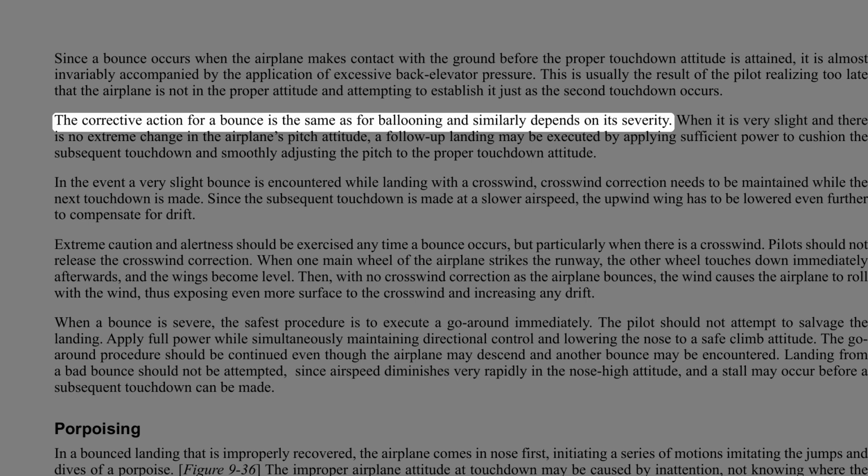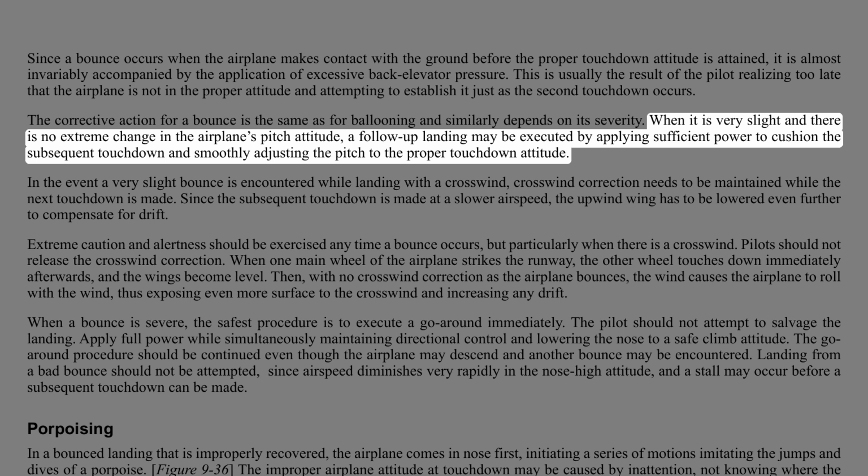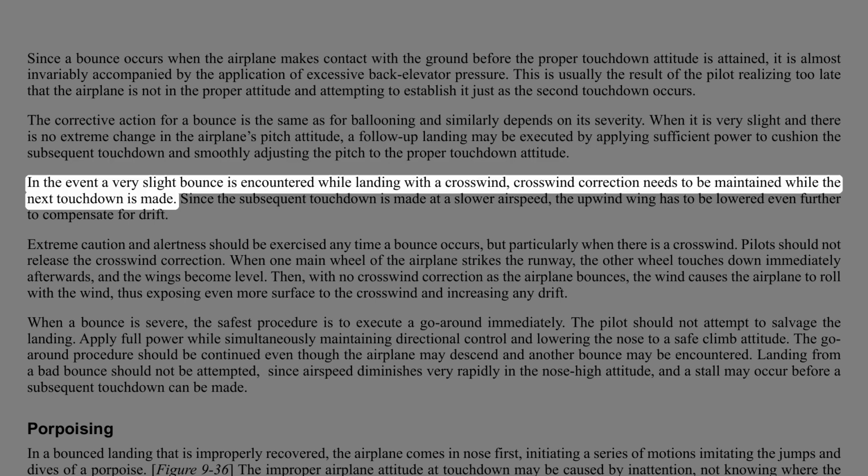The corrective action for a bounce is the same as for ballooning and similarly depends on its severity. When it is very slight and there is no extreme change in the airplane's pitch attitude, a follow-up landing may be executed by applying sufficient power to cushion the subsequent touchdown and smoothly adjusting the pitch to the proper touchdown attitude. In the event a very slight bounce is encountered while landing with a crosswind, correction needs to be maintained while the next touchdown is made.